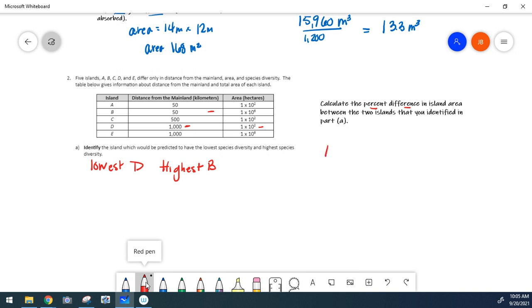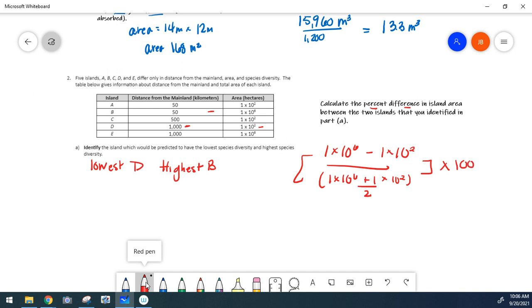So we'll say 1 times 10 to the 6 minus 1 times 10 to the second. It doesn't really matter which way you do, just do absolute value. And then we're going to do over the average. So that would be 1 times 10 to the 6 plus 1 times 10 to the second, and then we're going to divide that by 2, right? And then once we get that, we'll multiply that times 100 to get our percentage.